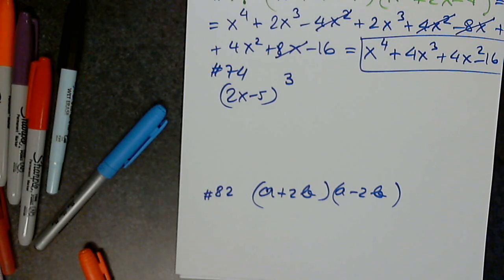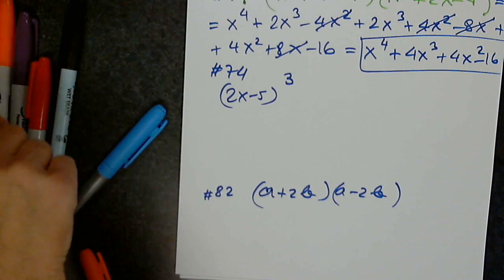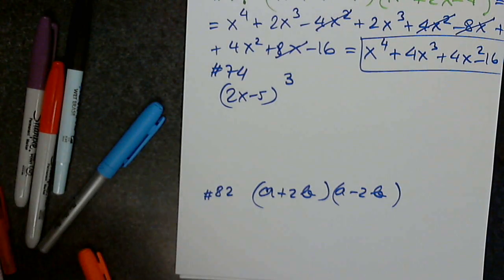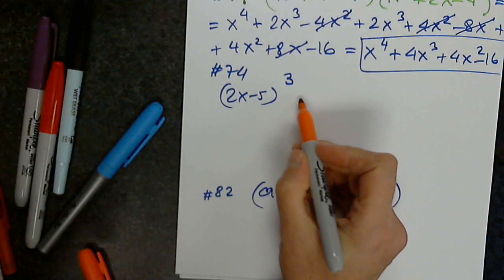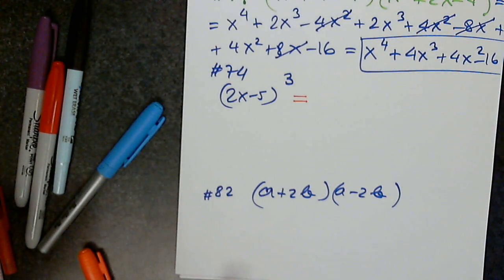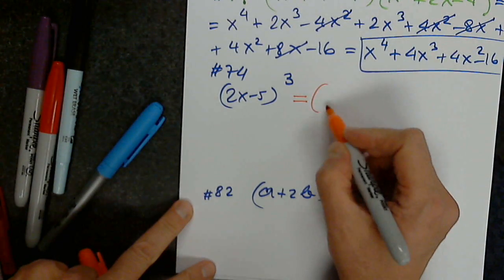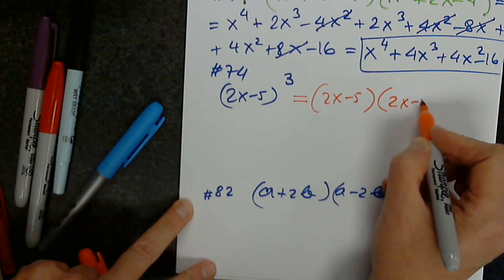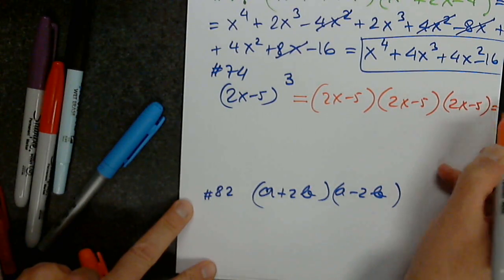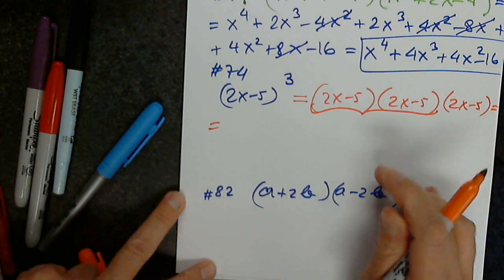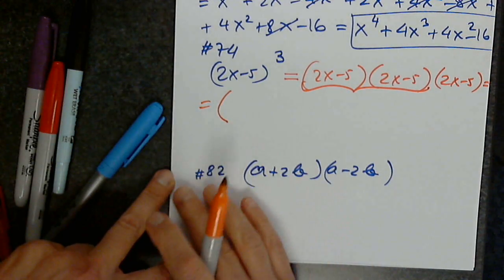What would you do first? What would you write first? Do 2x minus 5 and 2x minus 5. And then once you solve that, then you do that times 2x minus 5. These we know. Please do not foil if you can.